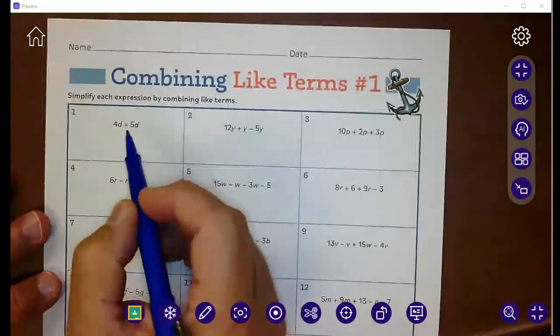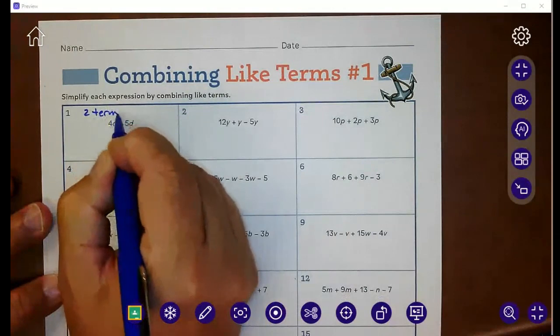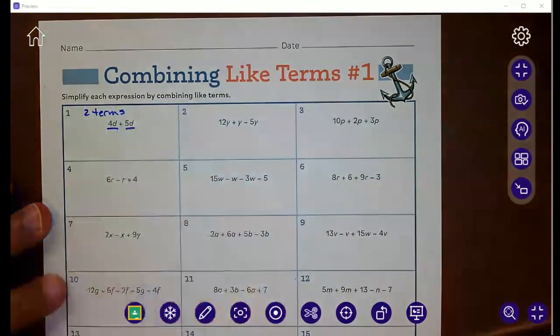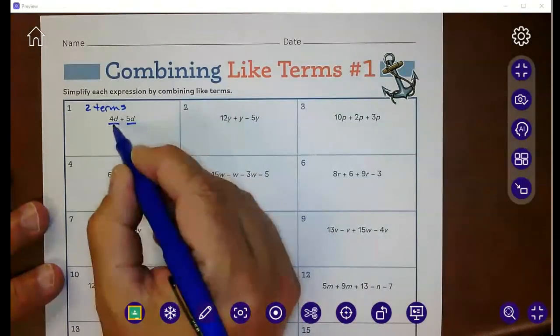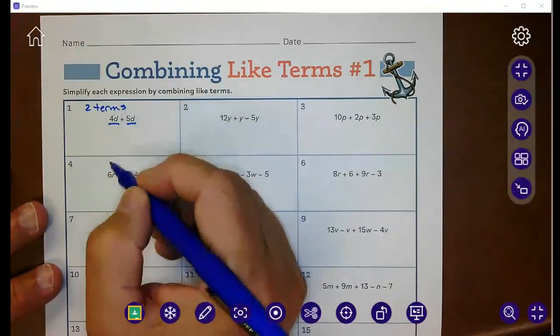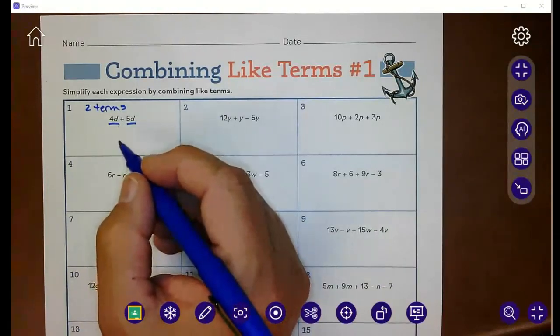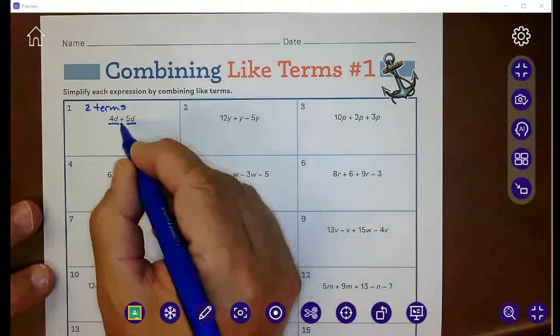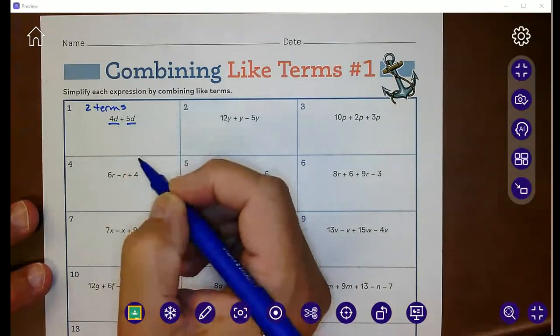So on number 1, we have 2 terms. Each of these is called a term. Terms are separated by plus or minus signs. In the first term, we're taking the coefficient, that's what we call the number in front of the variable. We're taking the coefficient 4 and multiplying it by the variable d. When you see 4d, that means 4 times d. Plus, we're taking the coefficient 5 and multiplying it by the variable d.